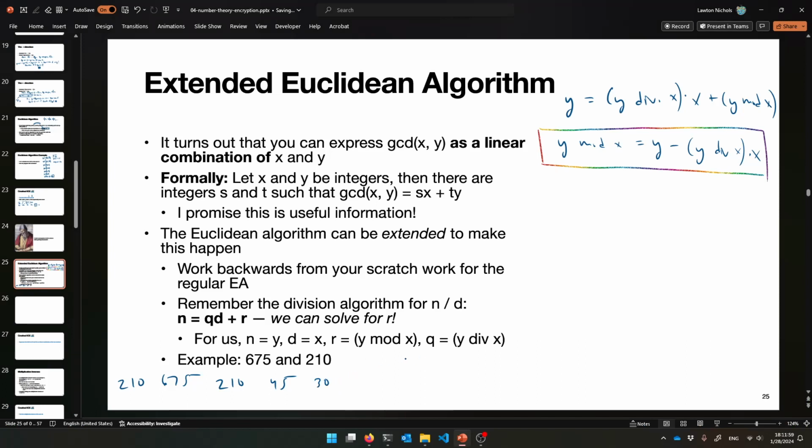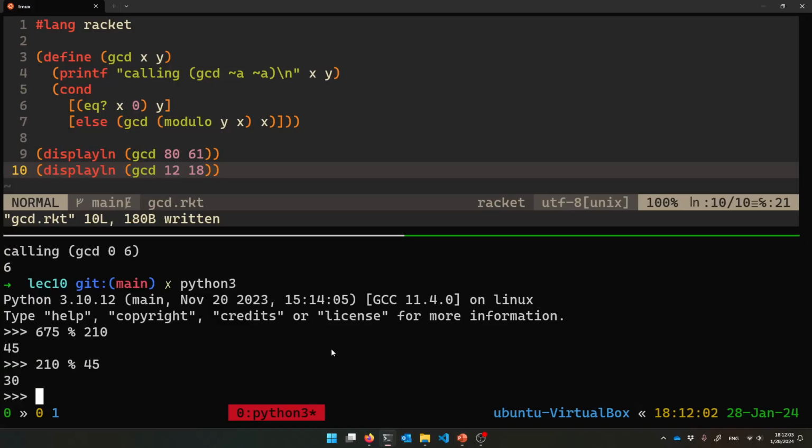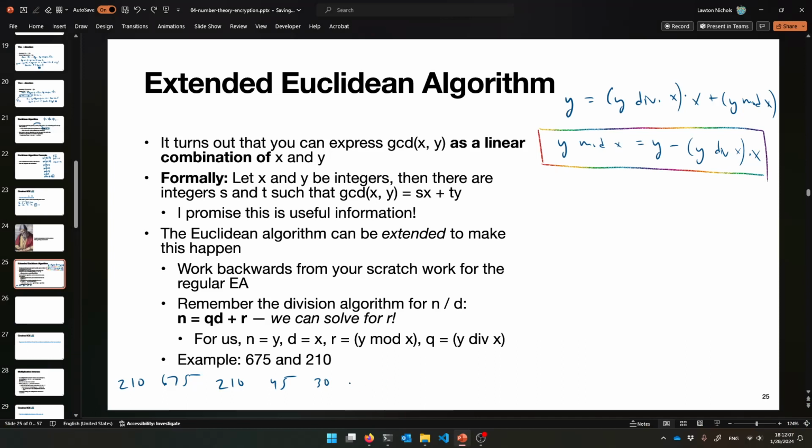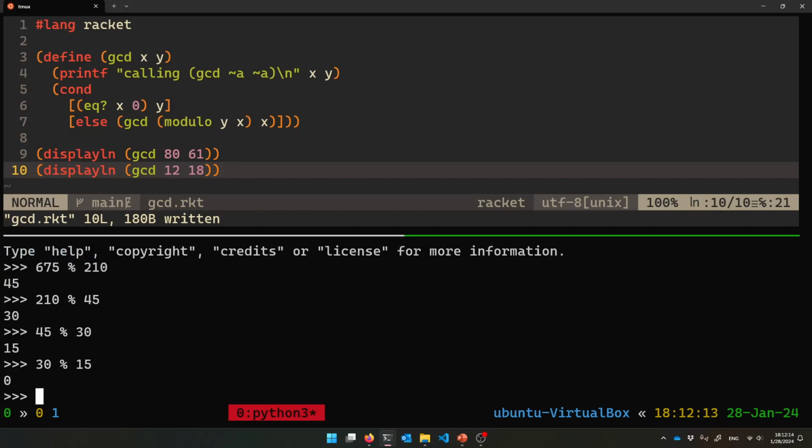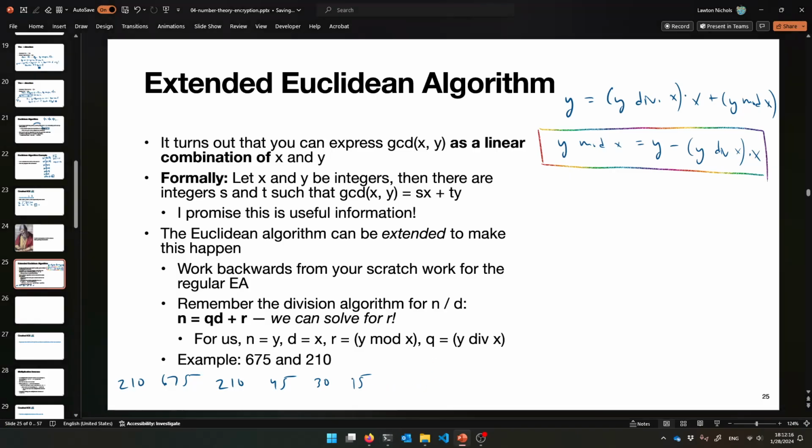You can't just plug it into the algorithm. 45 now mod 30. That's the new y, that's the new x. That's just 15, right? Let's confirm that. 15, and then we get 30 mod 15. That's 0, so we know that the answer, the GCD, was 15.